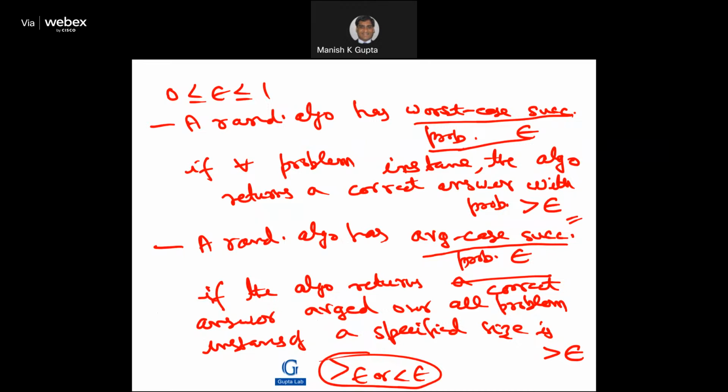So actually, these two parameters are important for our analysis. A randomized algorithm has worst-case success probability epsilon if for every problem instance, the algorithm returns a correct answer with probability at least epsilon. And a randomized algorithm has average-case success probability epsilon if the probability that the algorithm returns a correct answer, averaged over all problem instances of a given size, is at least epsilon. Okay, so we can compute these two probabilities for randomized algorithms.